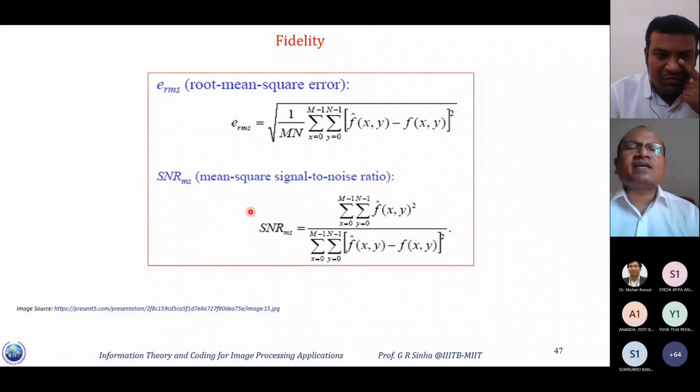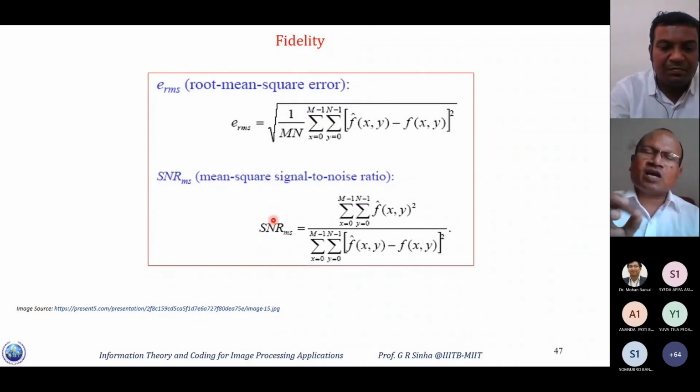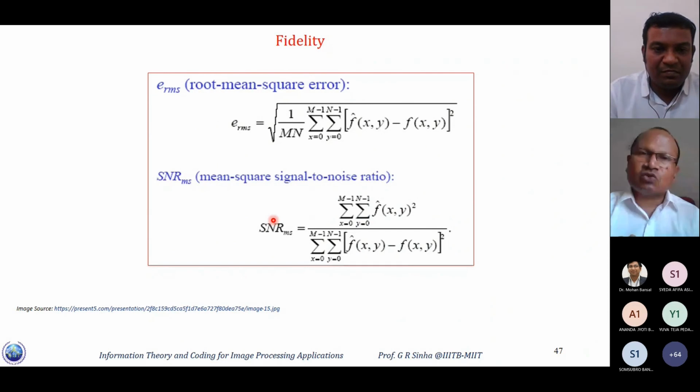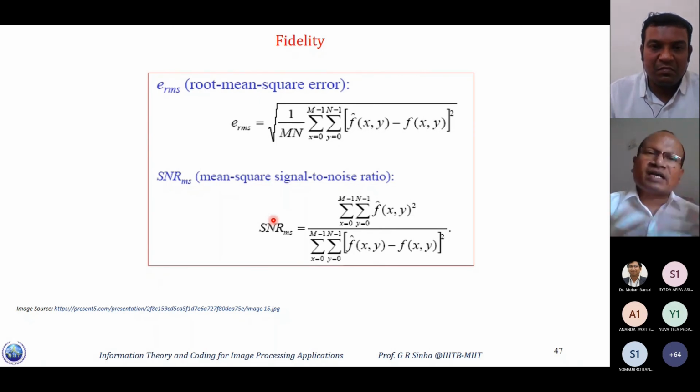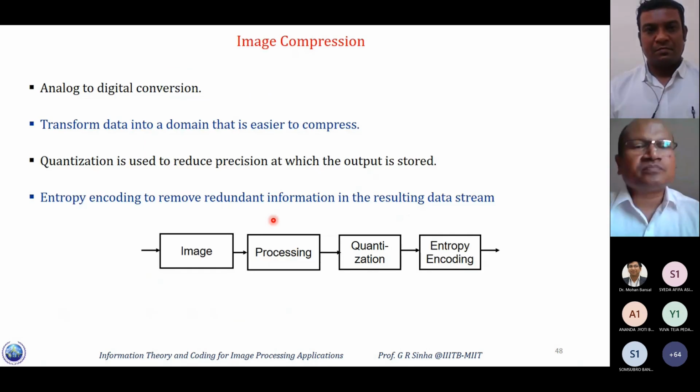You can calculate SNR and root mean square, PSNR, peak signal to noise ratio. If you obtain a certain value of PSNR, you can compromise up to a certain value of PSNR when you compare the input image and the compressed image, and beyond that you cannot compress. So there is a metric called PSNR, and there are others which can help you decide to what extent the data or the image can be compressed.